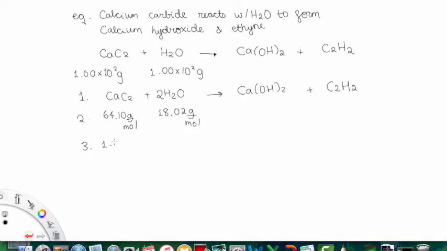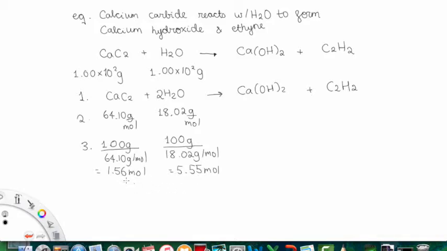So 100 grams divided by 64.10 grams per mole gives us 1.56 moles of calcium carbide. And for here we have, again, 100 grams divided by 18.02 grams per mole. And we end up with 5.55 moles.